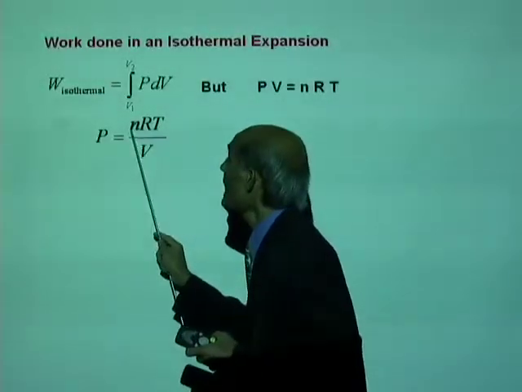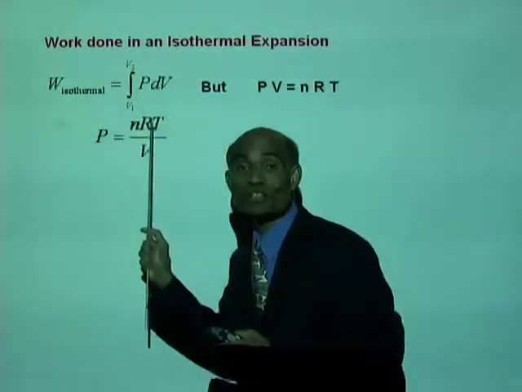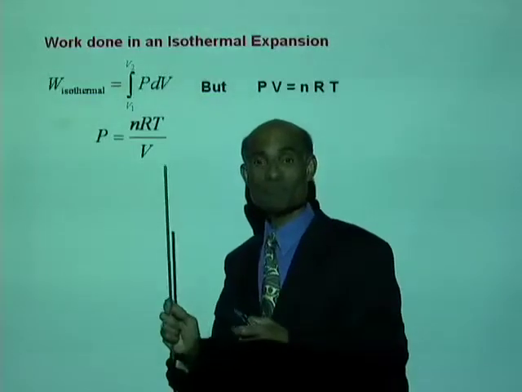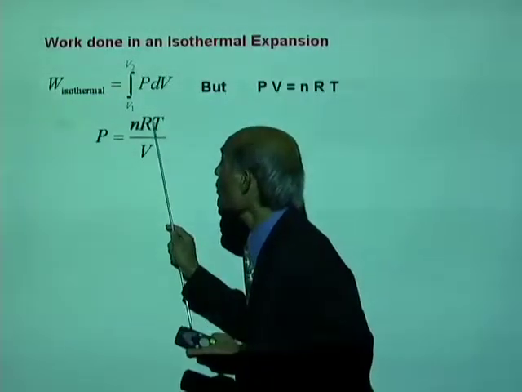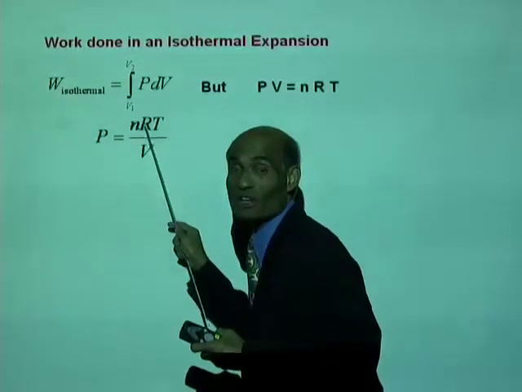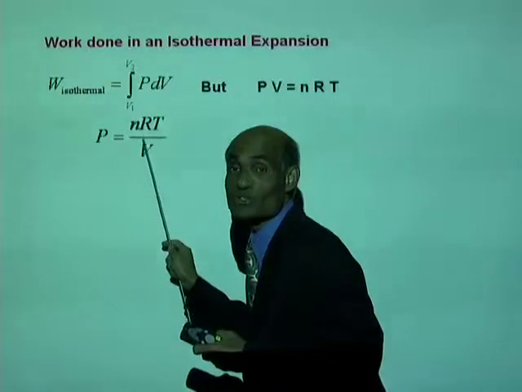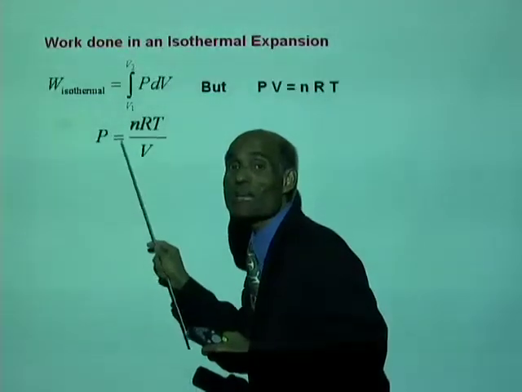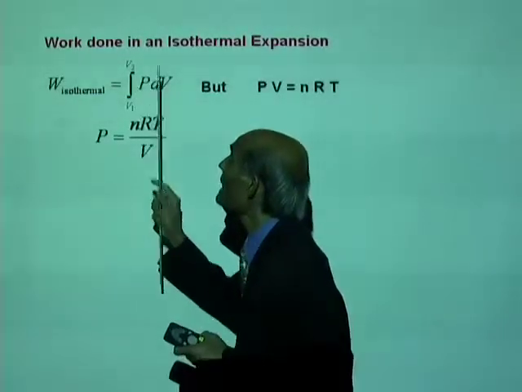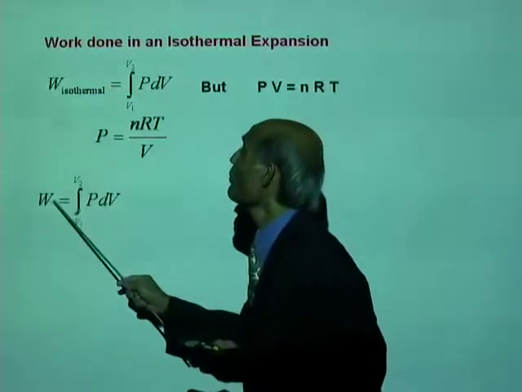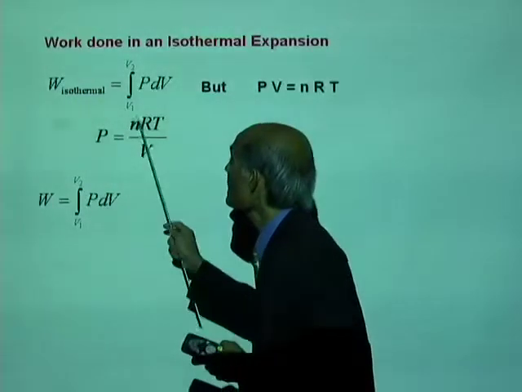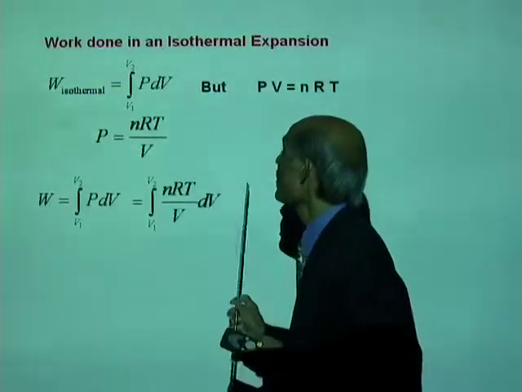If you notice, nRT is a constant. Isn't T a constant for an isothermal change? Yes. So, because the change is isothermal, T is a constant, R is a constant, n is a constant. So, we now expressed P in terms of V. Let's take this value of P here. Therefore, what is work done in an isothermal process? Replace the P by nRT over V.